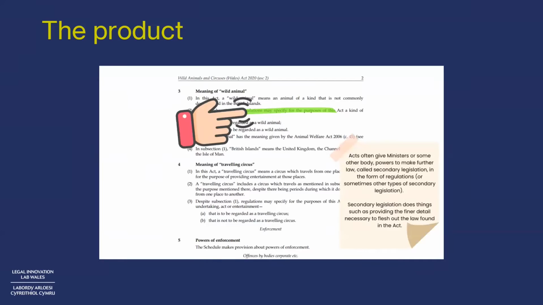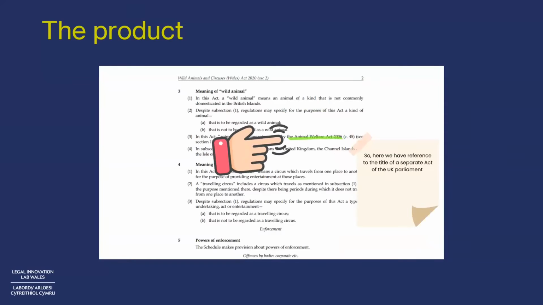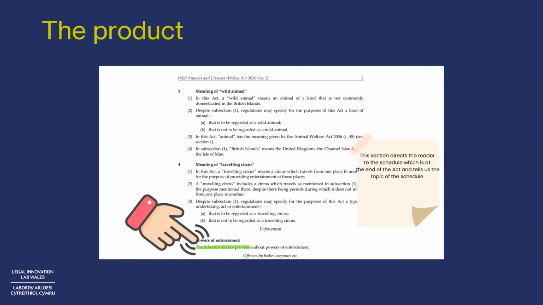Acts often give ministers or some other body powers to make further law, called secondary legislation, in the form of regulations or sometimes other types of secondary legislation. Secondary legislation does things such as providing the finer detail necessary to flesh out the law found in the Act. So, here we have reference to the title of a separate Act of the UK Parliament. This section directs the reader to the schedule, which is at the end of the Act and tells us the topic of the schedule.